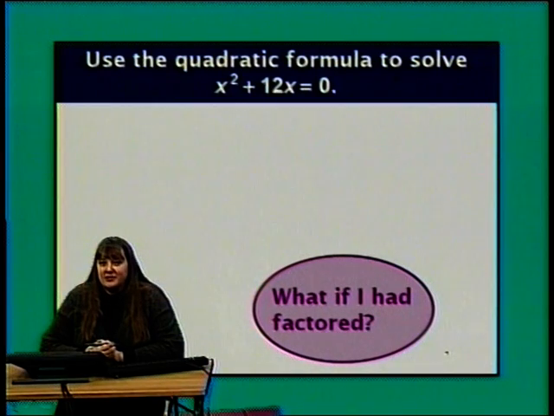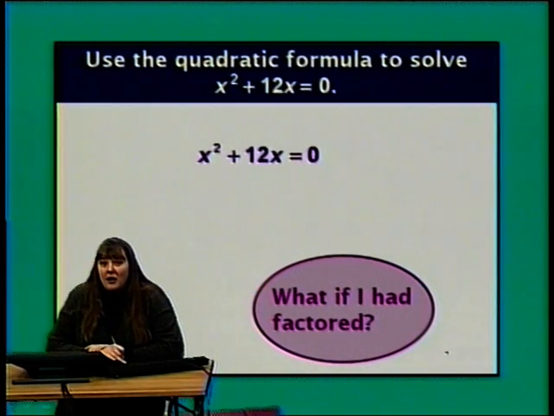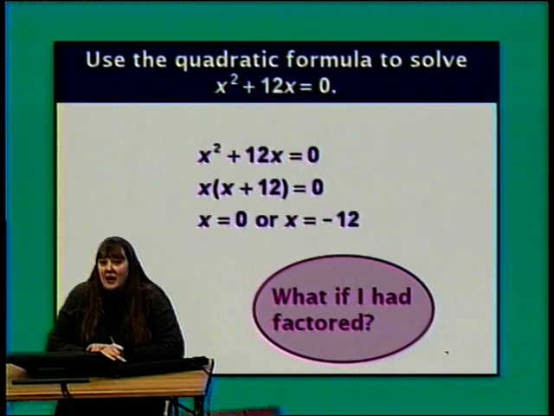What if I had factored to solve this problem? I could factor out a common factor of x, and I'd have x times the quantity x plus 12 equals 0. And using the zero product principle right away, that would lead me to the solutions x equals 0 or x equals negative 12, which is what I just got. However, this problem did say use the quadratic formula to solve this. And I did that so that I could show you that the quadratic formula works on any quadratic equation. In this case, it would have been a lot easier to factor, and if I had been given a choice, I would have factored. But if your problem says use the quadratic formula, you need to actually use the quadratic formula to show your teacher that you can.